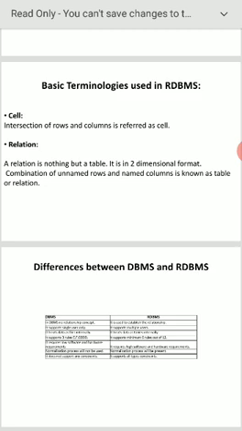First rule is information rule. Second one is guaranteed access rule. Third one is systematic treatment of null values. Fourth one is active online catalog. Fifth one is comprehensive data sublanguage rules. Sixth one is view updating rules.